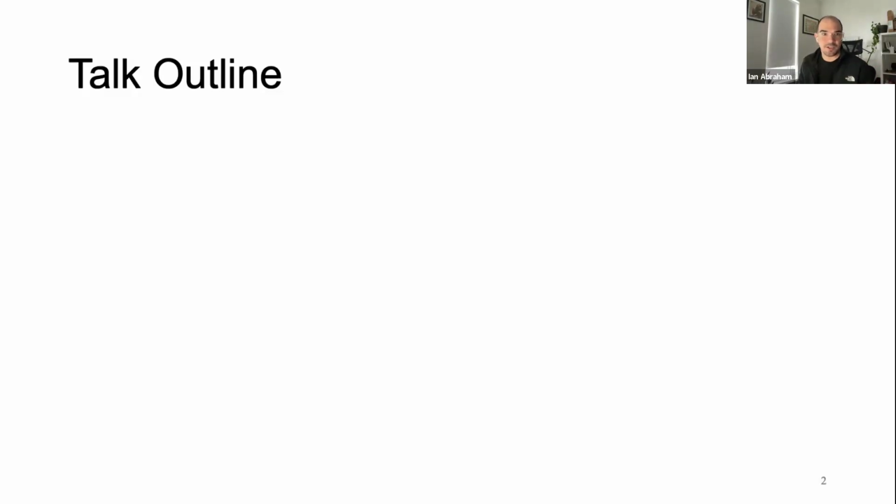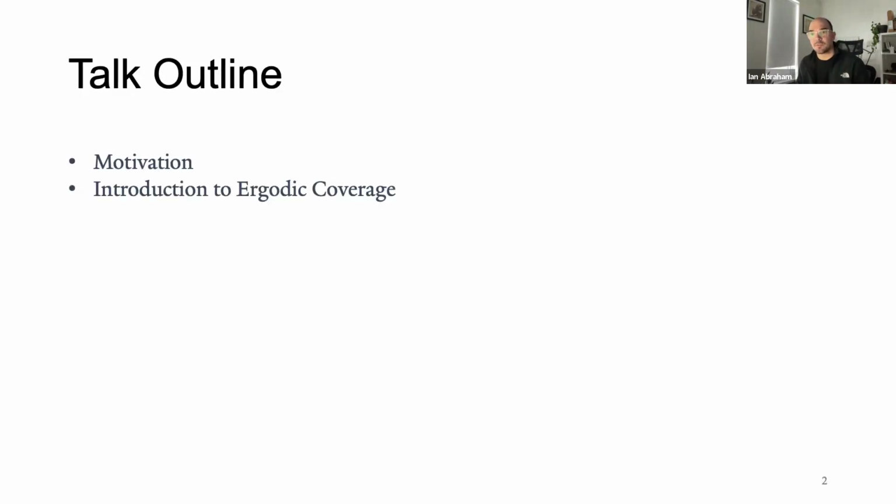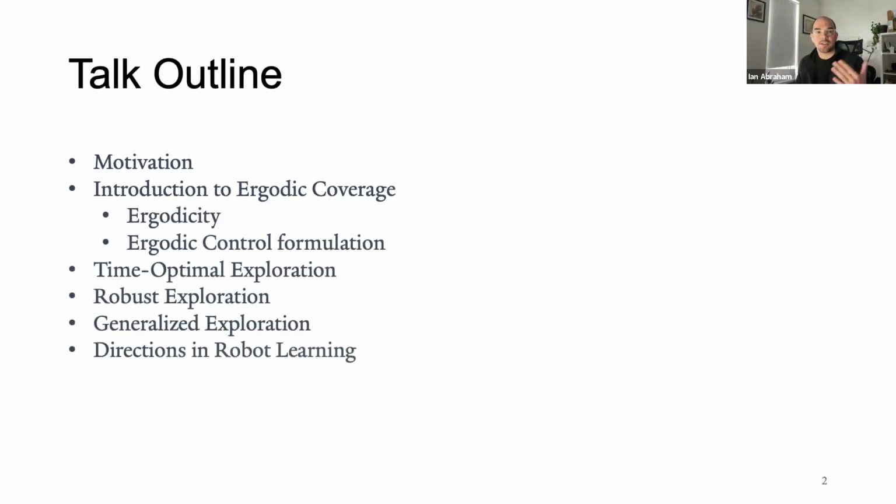The way I've outlined this talk is, first, I'm going to dive into the motivation: why we're doing this, what's been done, et cetera. Then I'll talk about the technique that we've been developing in my group, which is called ergodic coverage. I'll talk about what it means to establish a notion of ergodicity, and how we create what we call an ergodic controller out of this ergodic statement. Then how do we get certain properties, for instance time optimality, robustness, and a notion of generalization of exploration, and how that is going to help us and what my group is thinking about in terms of robot learning, which is what we're exploring currently.